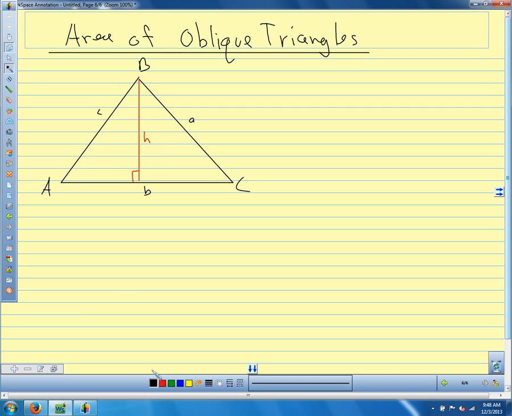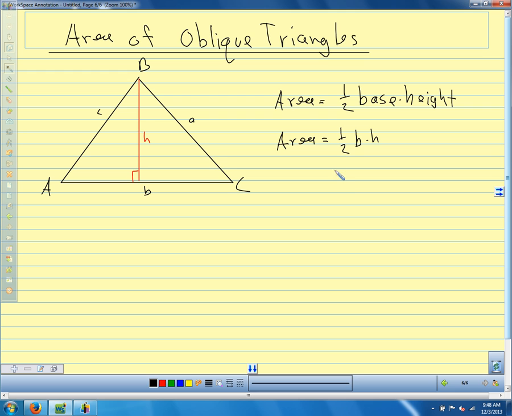All right, so how do we find the area of any triangle? Area equals 1/2 base times height. So let's apply that formula to this triangle. So our area equals 1/2. What's the base of this triangle? What's the length of the base? AC, or b, is that length? 1/2 b times the height.